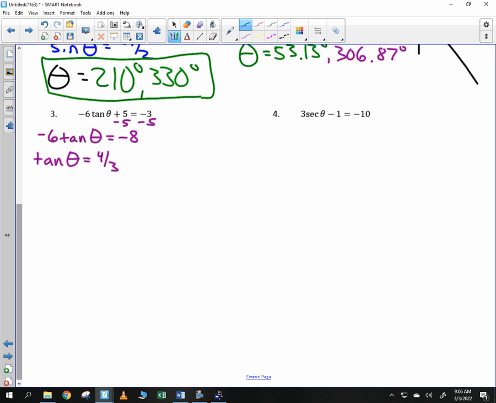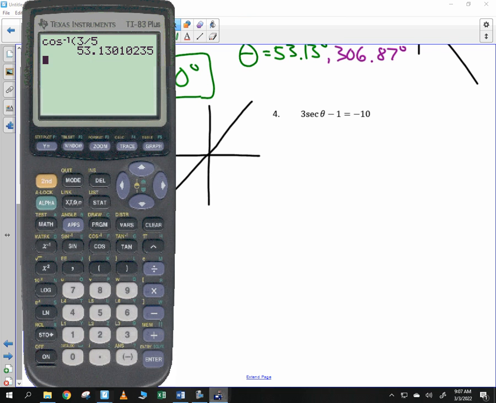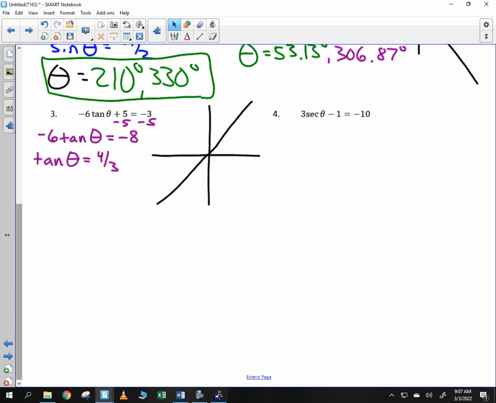What should I draw? My quadrants. What's that? 1 and 3. Why? Tangent is positive in 1 and 3. Good job. Now what? Good. Second tangent of 4 over 3, and we get 53.13 again. Isn't that interesting? You now have 2 out of 3 points on the test.